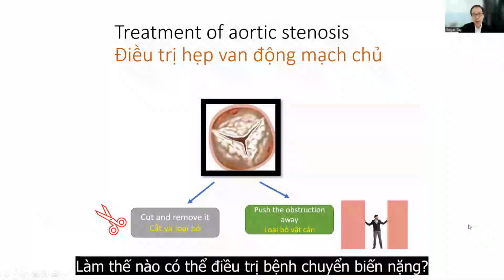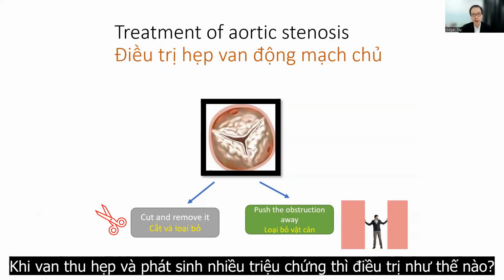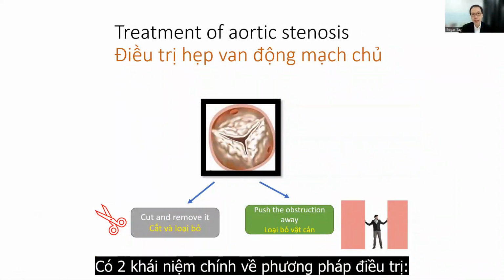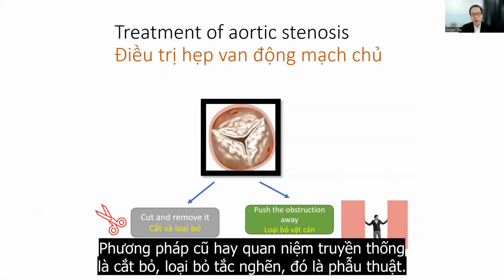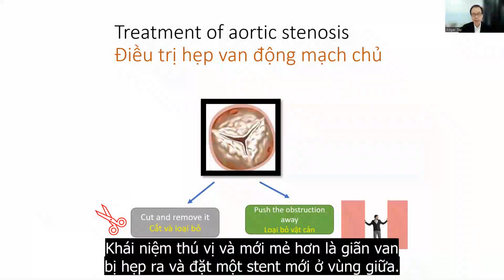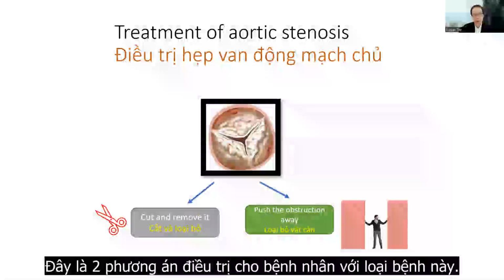So now, how can we treat patients who have developed severe aortic stenosis? The valve is now very narrow and the patient has many symptoms. How can we treat these patients? There are two main concepts of treatment. The old, more traditional concept is cutting it out and removing the obstruction. That is surgery. But the more interesting, newer concept is actually to push the valve narrowing away and put a new stent in the center. So, two broad concepts for us to treat these patients.